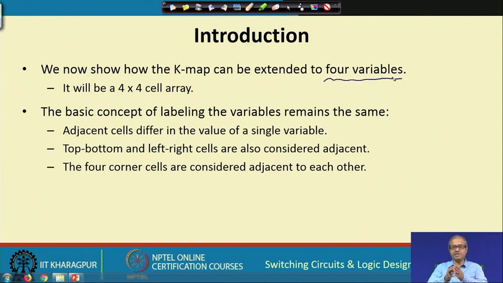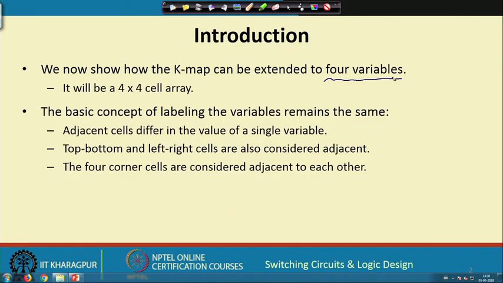Now, recall we mentioned that it is not so easy to extend Karnaugh map concept to larger number of variables. Of course, in books you will see that the authors have said that you can do it up to 6, but up to 4 is easy, 5 becomes difficult, 6 becomes quite difficult, beyond 6 is impossible. So, whatever examples I show here will be only up to 4.